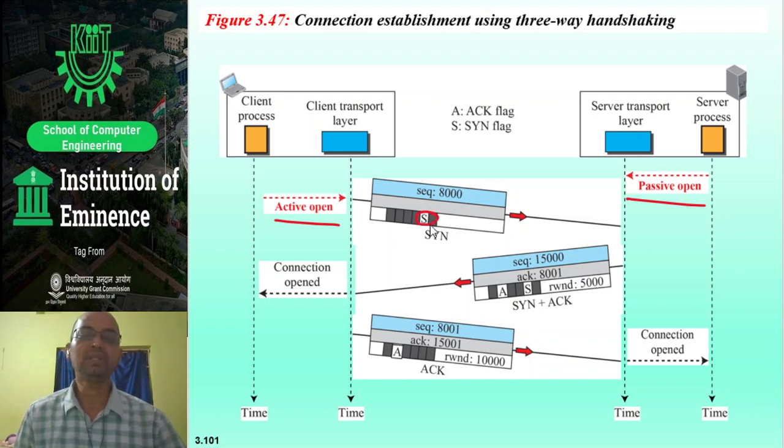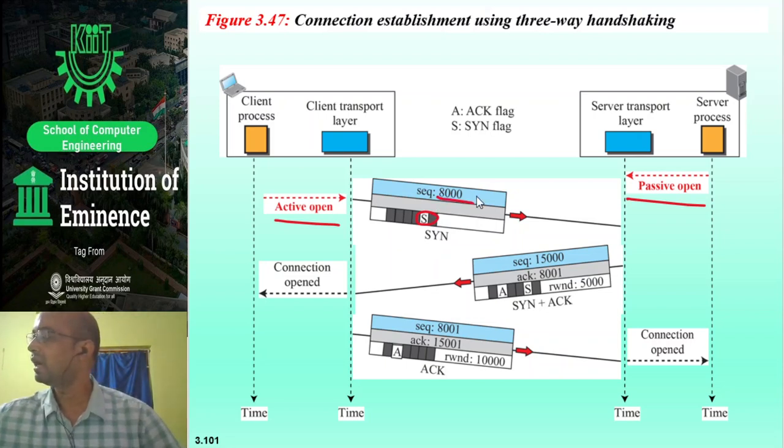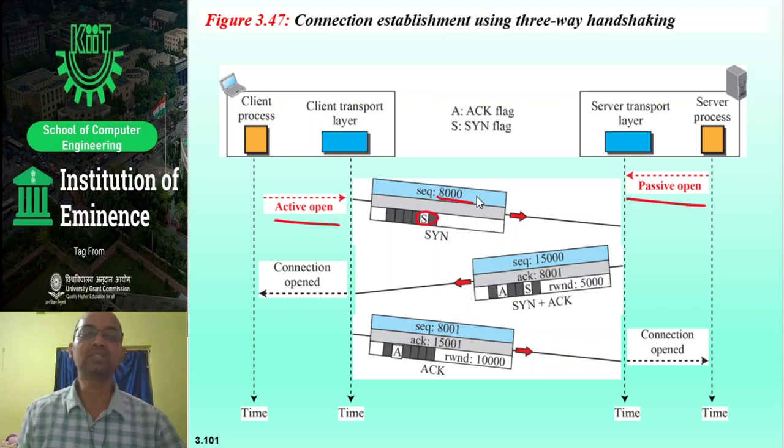Sync field, so that means, with an ISN. ISN means what? ISN means initial sequence number. That initial sequence number is 8000. Any number randomly, it selects any number from where it will start. So the sequence number is taken as 8000, and it is a sync message. That means a connection is to be established between the client and server.